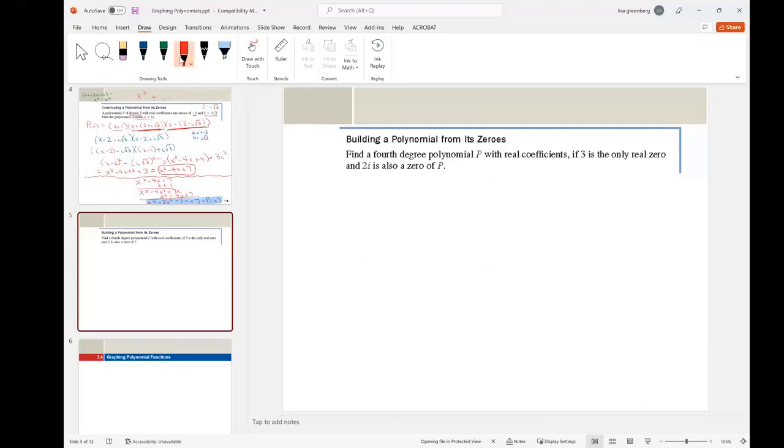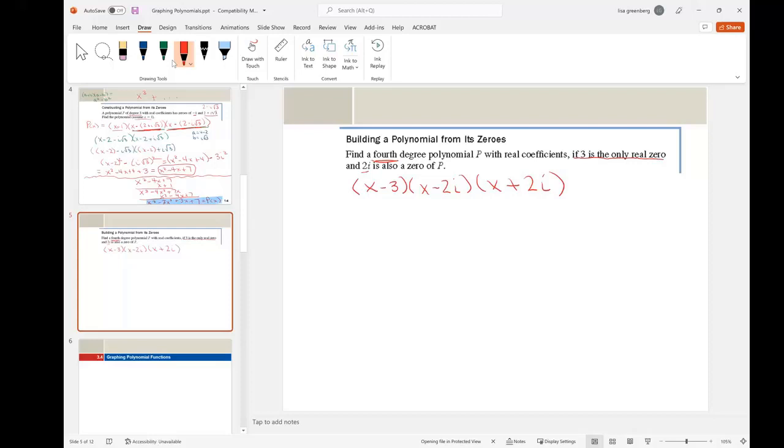So here I want to find a 4th degree polynomial. So now I need how many linear terms? I need 4. And it says 3 is the only real zero. So that means I know one of my factors is x minus 3, because that gives me 3 as my real value. I also have a zero at 2i, so that would be x minus 2i. But because it's complex, I also have to have its complex conjugate, which gives me x plus 2i.